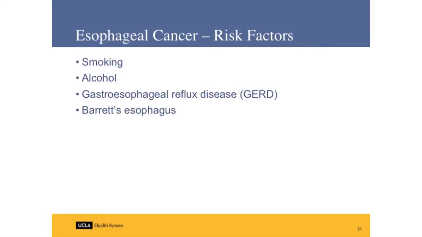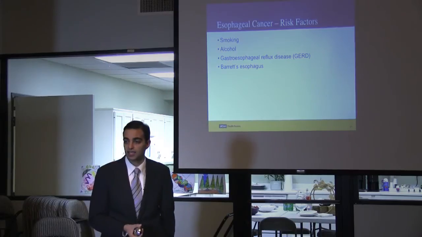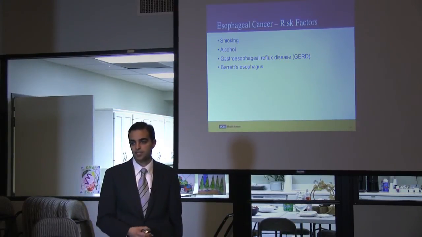So again, to mention the risk factors for esophageal cancer, they include smoking, alcohol, gastroesophageal reflux disease, which can lead to Barrett's esophagus. Another risk that's not mentioned on this slide is that oftentimes patients will consume an alkali substance such as bleach or other caustic substances, and they have a very high risk of developing cancer a few years after that.